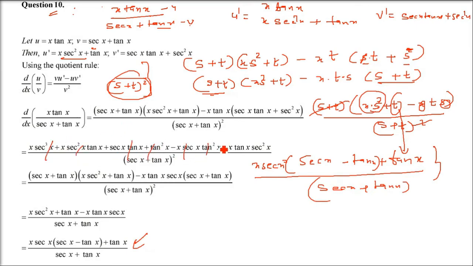This step you don't have to worry about. You can just cancel it. So you have to take one sec x common, and then sec x plus tan x you have to take common, and then you have to cancel it out. And whatever is coming is the final answer.